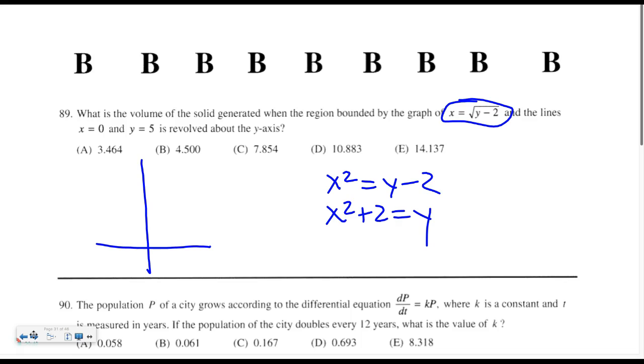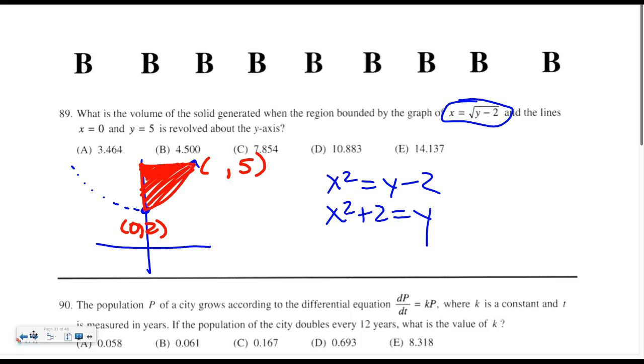That's a parabola. It's the right-hand side because it says x is the positive square root. So it's the right-hand side of a parabola that hits here at 2 and continues on up. What is the volume of the solid generated when the region bounded by the graph, x equals 0 and y equals 5? Y equals 5 is up here. X equals 0 is right here, and the graph is right here. So the region in question is actually up here. It's something comma 5, and this is 0 comma 2.